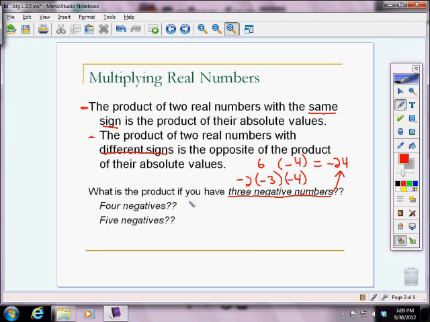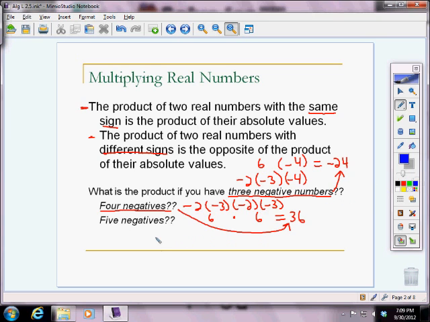So if we had four negative numbers, simply negative 2 times negative 3 times, we'll just do negative 2 again, times negative 3. Negative 2 times negative 3 is a positive 6. Negative 2 times negative 3 is also positive 6. If we multiply those two numbers, we get a positive 36. So 4 negatives gives us a positive.